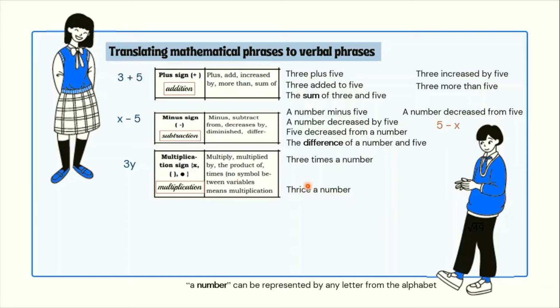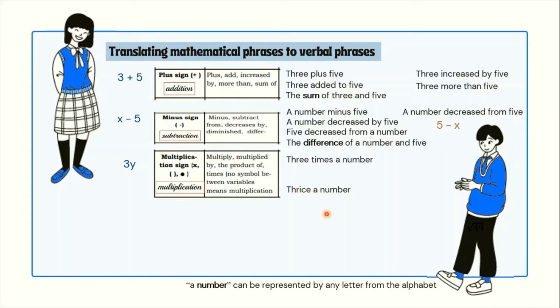Kaya nga lang, instead of using 3 times, you use thrice. Itong term na thrice ay special lamang kay number 3. Hindi ito nagagamit sa mga numbers from 4 and up. So, kung ito ay, say for example, 4y, magiging 4 times a number siya. Kung 5, 5 times a number, and so on. Wala siyang special name such as thrice.